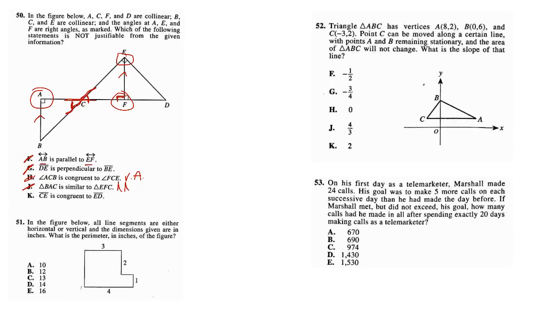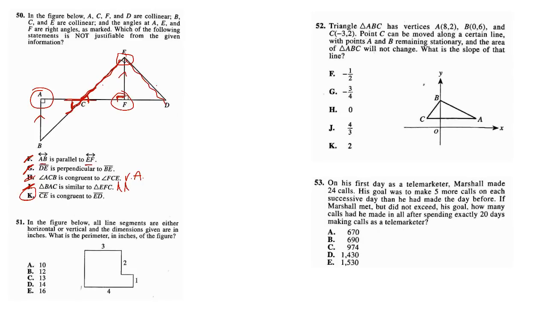So the only thing left that we cannot conclude by process of elimination would have to be K. CE is congruent to ED. So let's see, CE is congruent to ED. Well, there's really not enough information. We don't know the length of that side here. This side here is the same as this one over here. So that's a good choice.